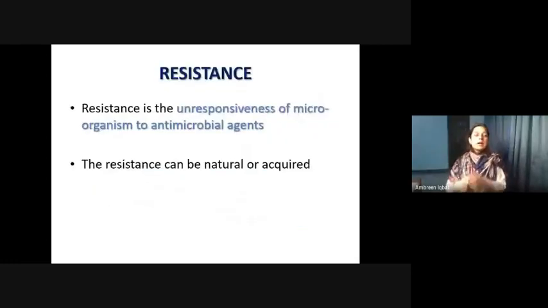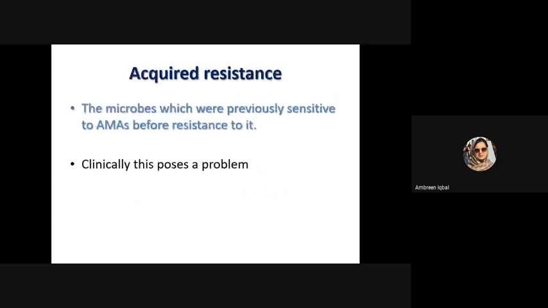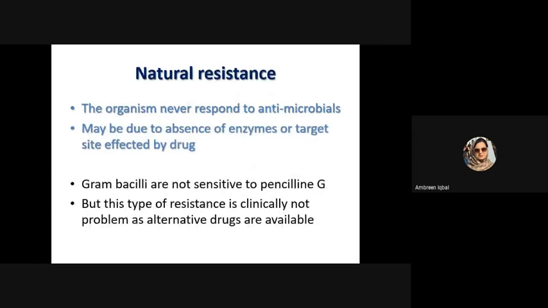So what is resistance? Resistance is unresponsiveness of microorganisms towards antimicrobial agents. These bacteria show unresponsiveness, meaning resistance; they become tolerant to the drug. The resistance can be natural or can be acquired with the passage of time. It has modified itself and developed the resistance. Natural resistance is when the organism never responds to that agent, maybe due to absence of the enzymes or target sites affected by the drug. Like gram-negative bacilli are not sensitive to penicillin G, but this type of resistance is clinically not a problem as we have alternative drugs available.